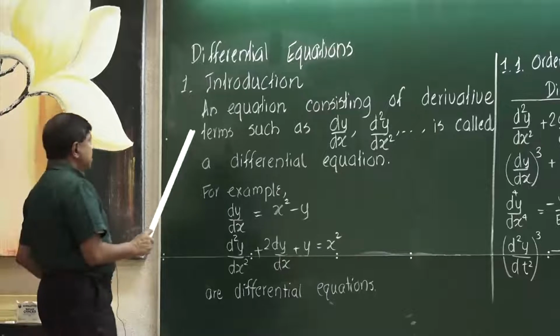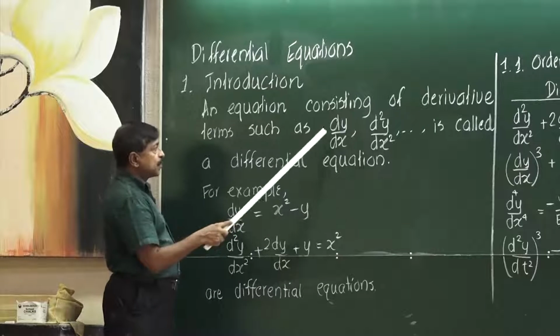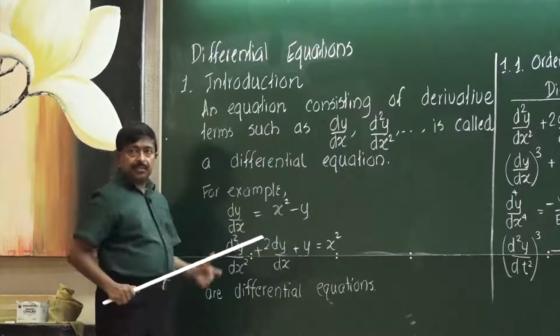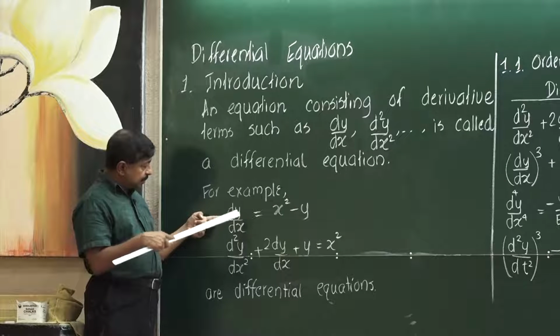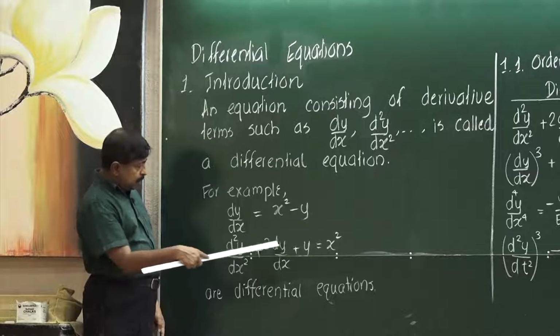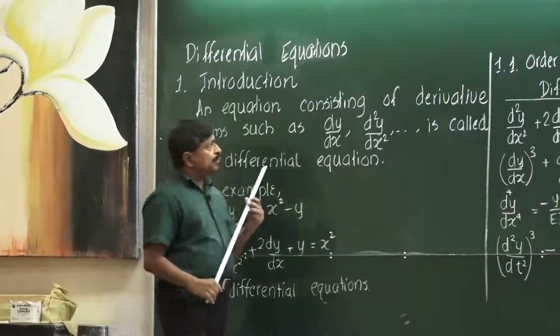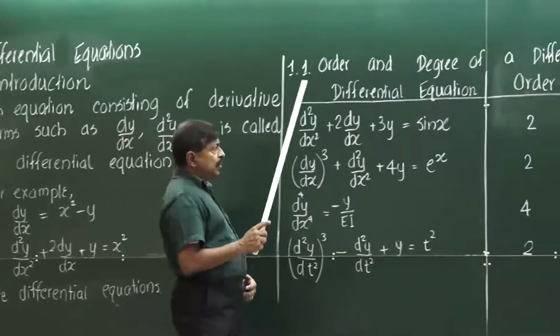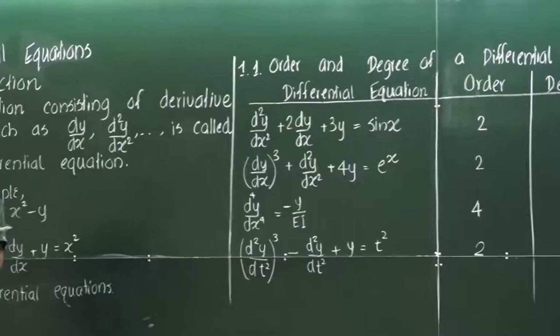So first, a differential equation is an equation consisting of these type of terms, derivative terms. Now for example, this is a differential equation because of this term. This is a differential equation because there are two derivative terms here, right. Now we will see what the order and the degree of a differential equation are.